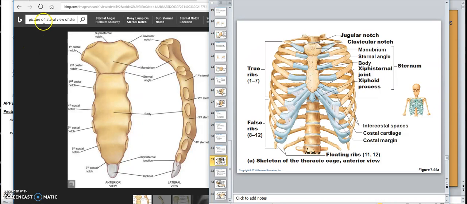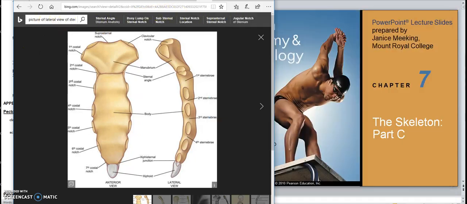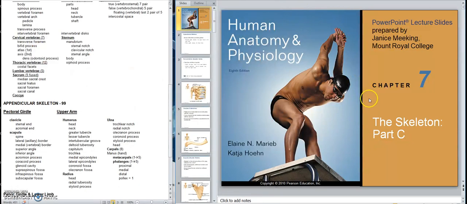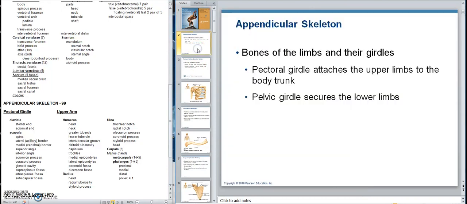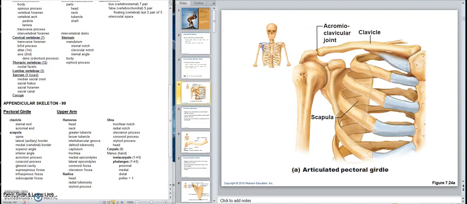All right, so I'm going to get rid of this here, and then get rid of this, and then we're going to go now to the appendicular skeleton. The appendicular skeleton. Okay, this is that PowerPoint there. All right, so let's walk through the appendicular skeleton. We're going to start first with the clavicle. I'm just walking through this.